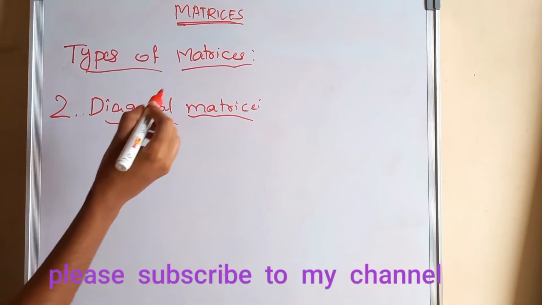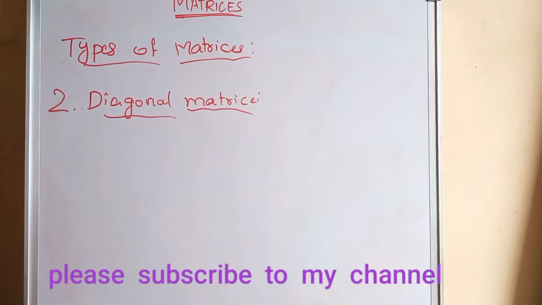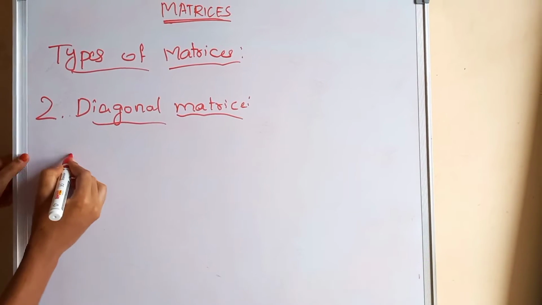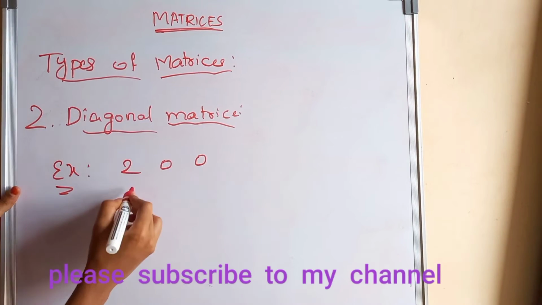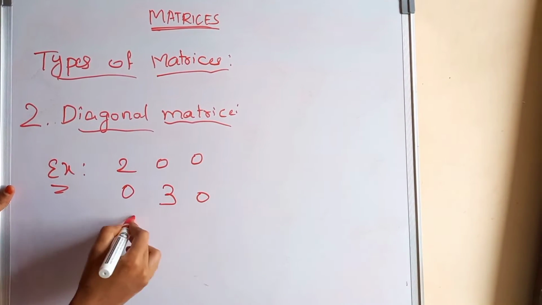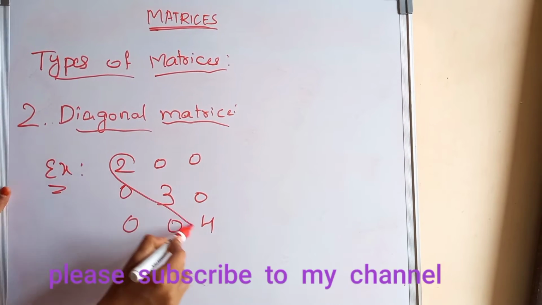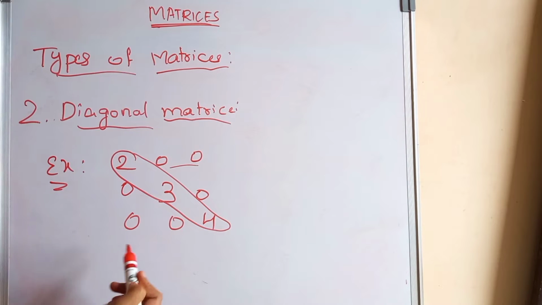Second one, diagonal matrix. If all non-diagonal elements of a square matrix are 0, then that matrix is called a diagonal matrix. Example: 2, 0, 0, 0, 3, 0, 0, 0, 4. Here only the diagonal elements are the numbers. The remaining are zeros.